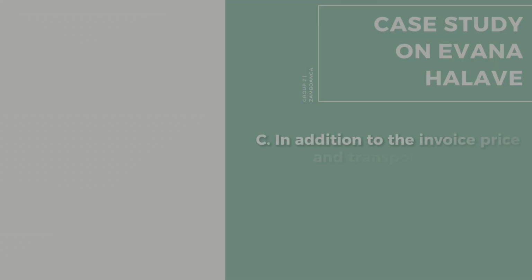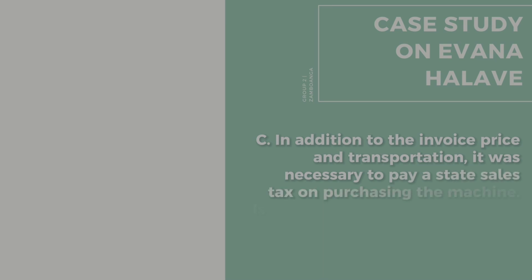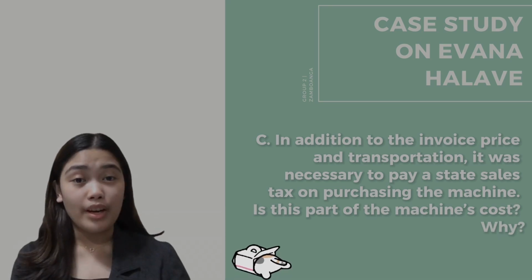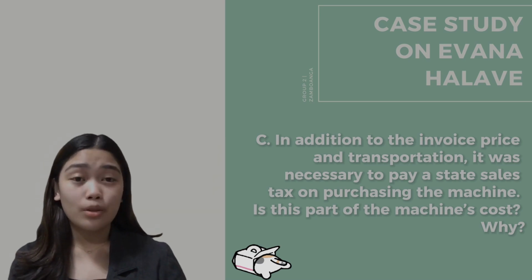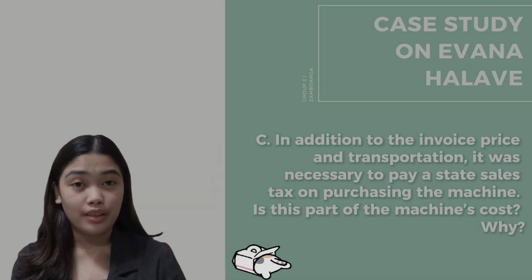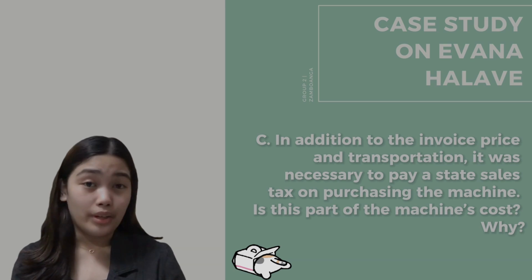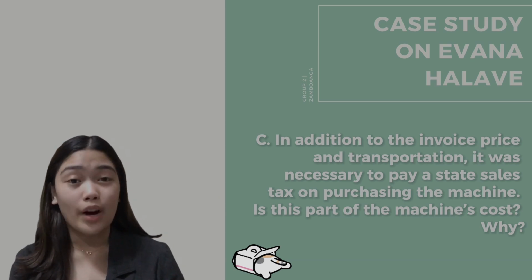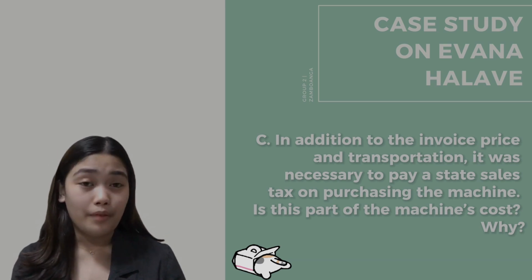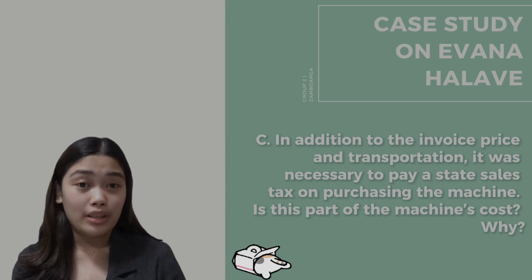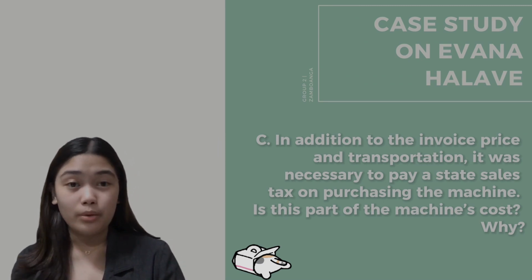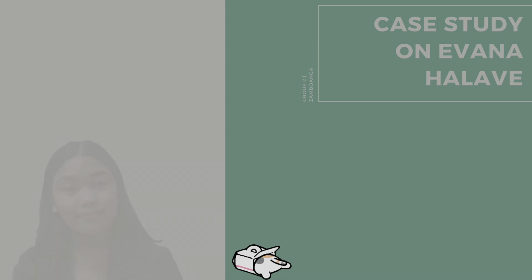In addition to the invoice price and transportation, it was necessary to pay a state sales tax on purchasing the machine. Is this part of the machine cost? Why? Based off of my own opinion, I think the state sales tax should be included in the cost of the machine. Even though the tax is not included in the formulation of the price for the machine, it is still part of the final price the buyer will need to pay, which is why it should be included with the cost of the machine.